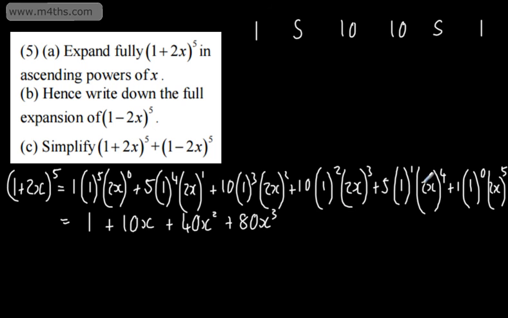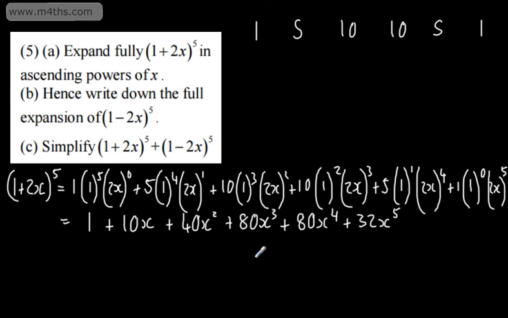This one is 5 times 2 to the fourth. 2 to the fourth is 16. 5 times 16 is also 80. That's 80x to the fourth. And then finally 1 times 1 times 2 to the fifth. 2 to the fifth is 32. So we get 32x to the fifth. So nice and straightforward. We've gone ahead and fully expanded (1 + 2x)^5.